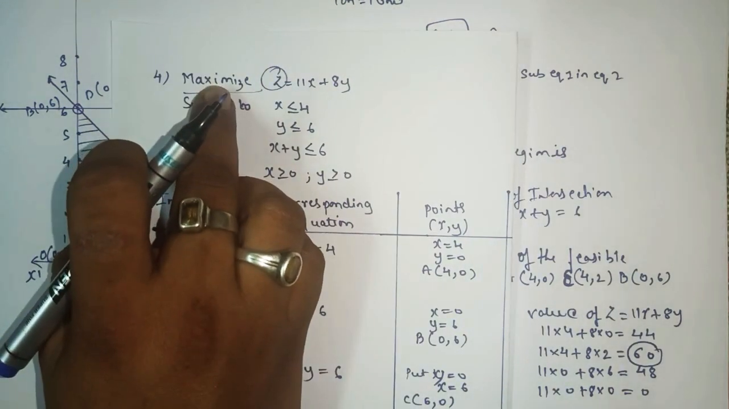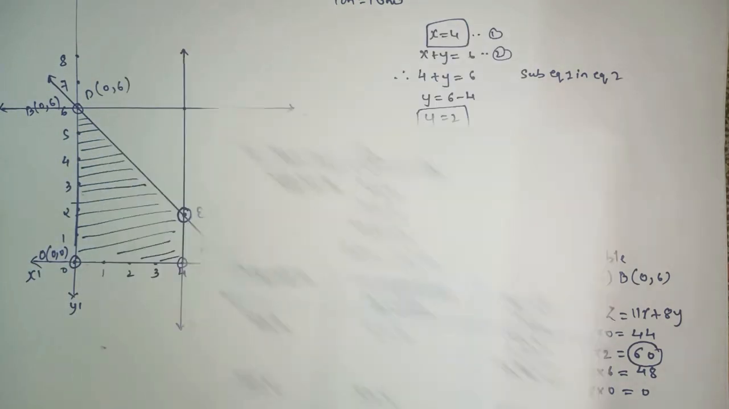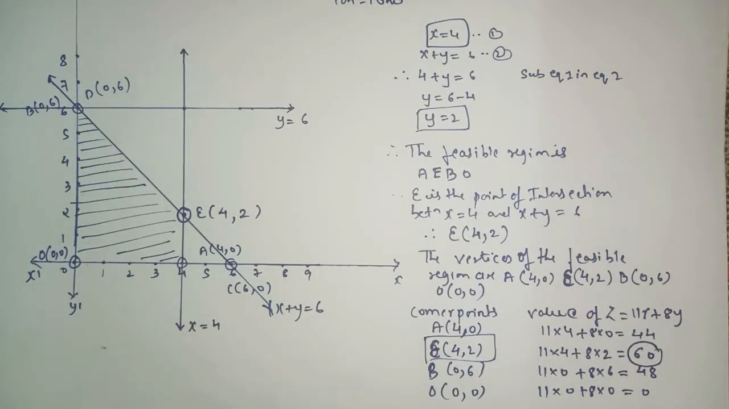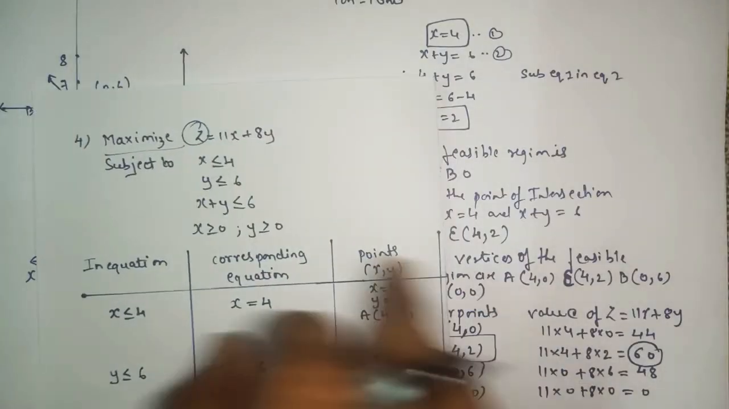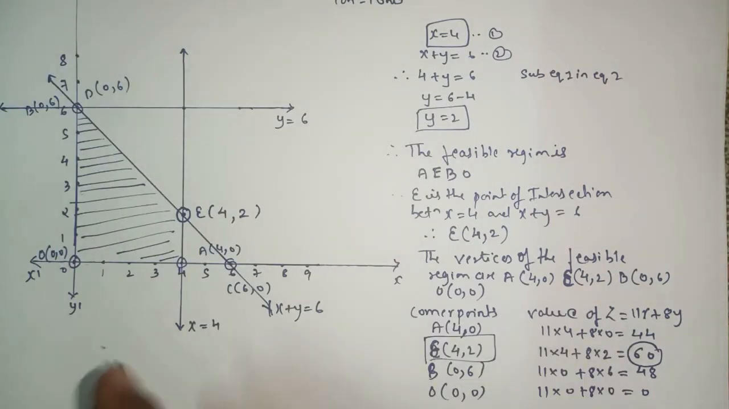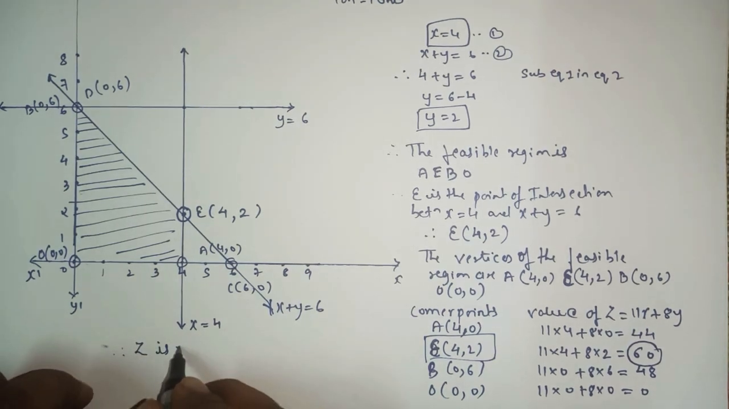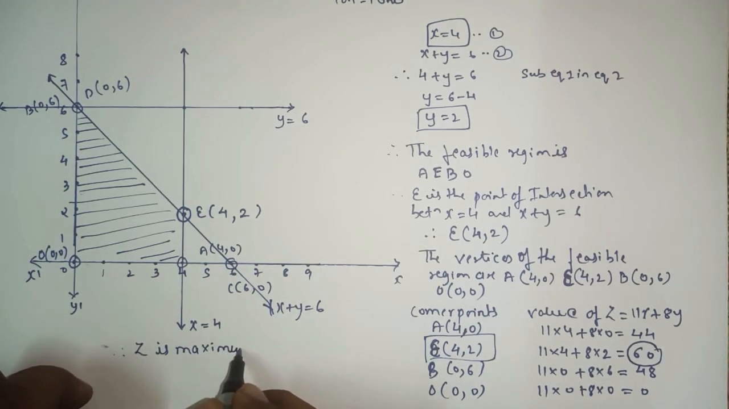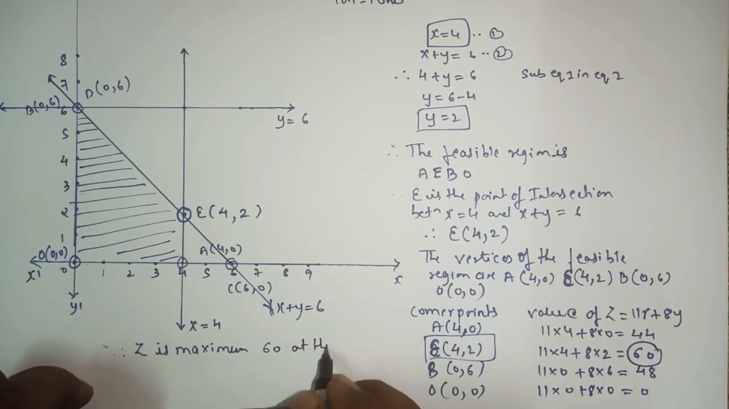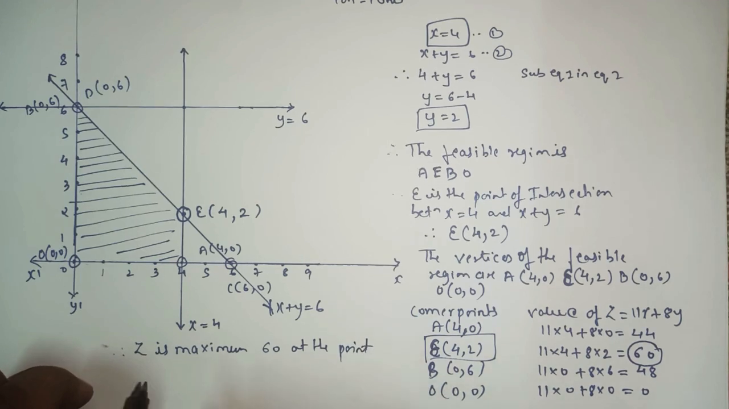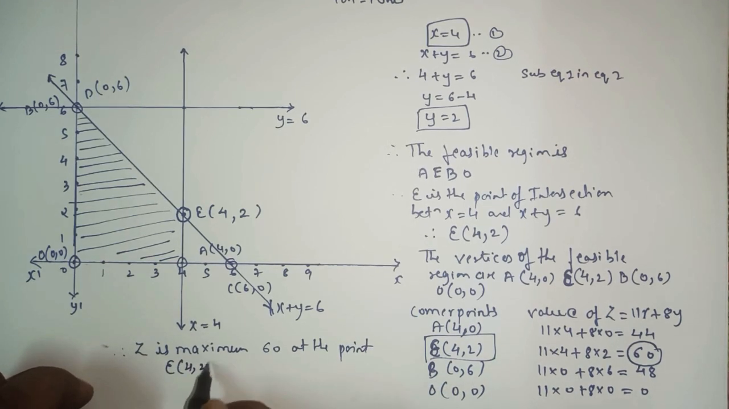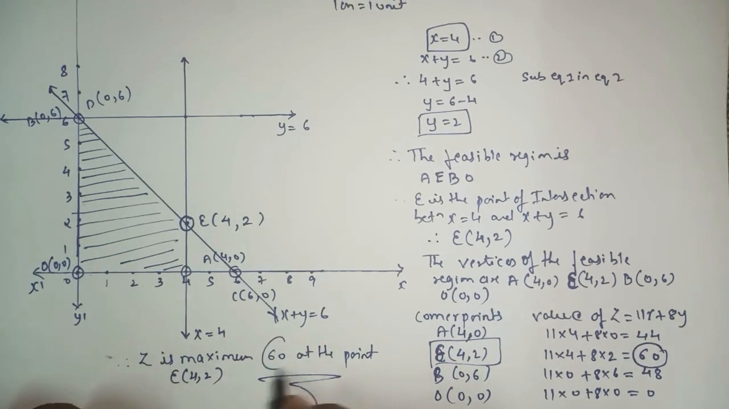Suppose this maximize is replaced by the word minimize, minimize means the smaller value. So here the smaller value is 0 at the origin, that is 0 comma 0 will be the answer. Now the maximum Z is 60, so here you will write Z is maximum, 60 at the point E 4 comma 2. That's it.